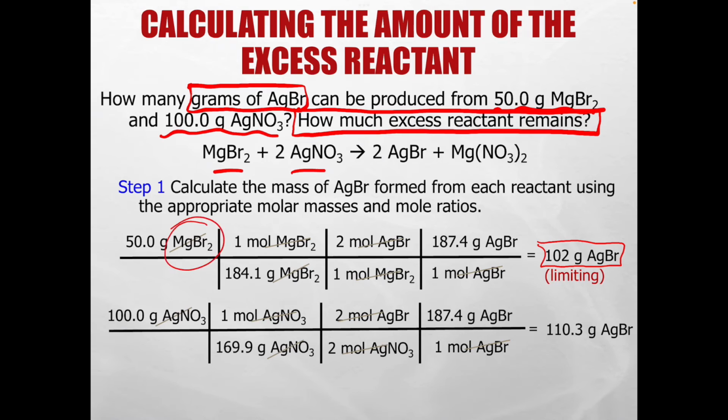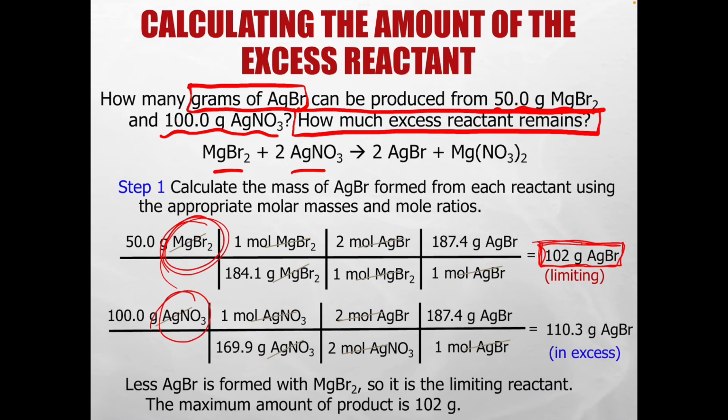That's telling us that our magnesium bromide is our limiting reagent and our silver nitrate is in excess. But when it asks how many grams, this is your answer. This is telling you I can make 102 grams of silver bromide. Remember, we can't make 110.3 grams because we will run out of magnesium bromide before we get there. So here's our actual answer, 102 grams.